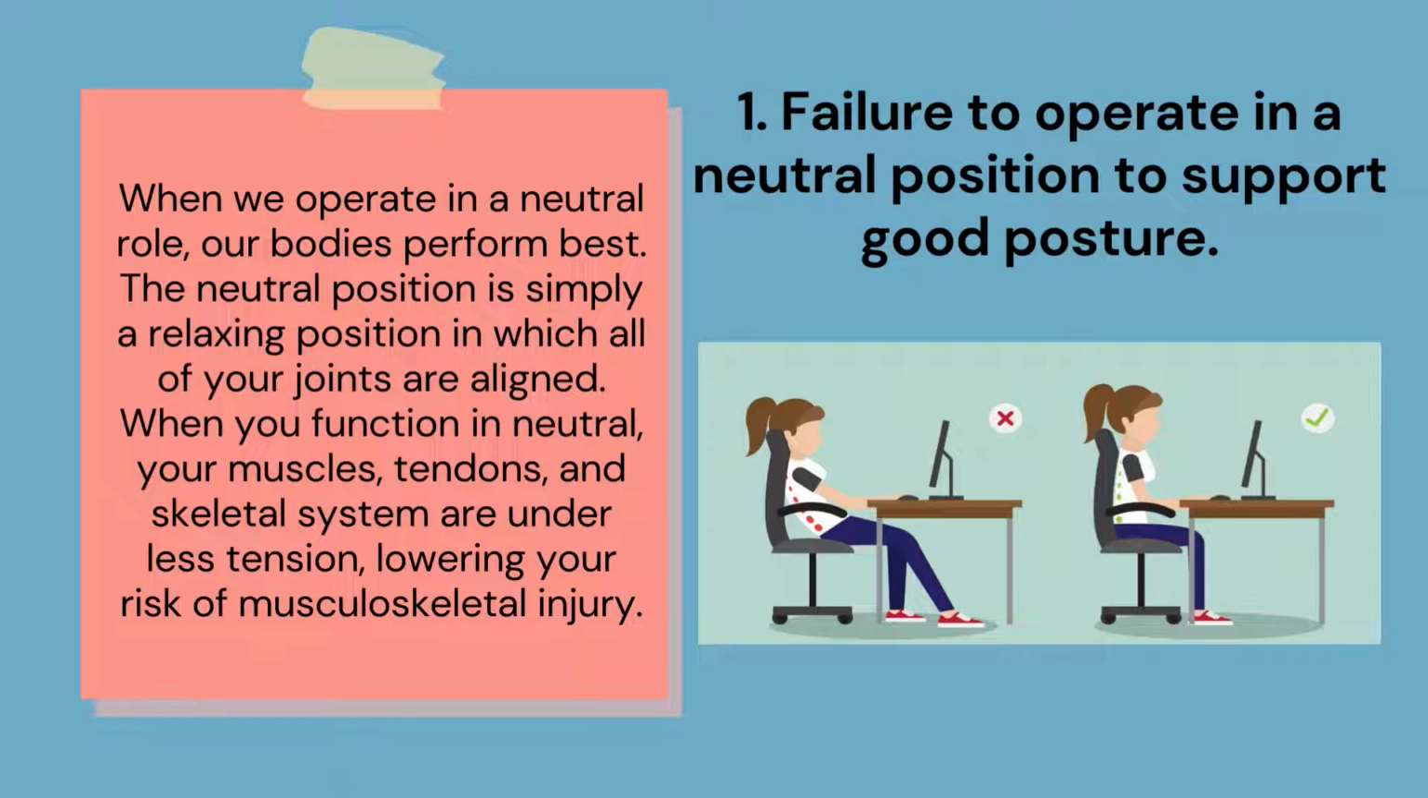First issue: failure to operate in a neutral position to support good posture. When we operate in a neutral position, our bodies perform best. The neutral position is simply a relaxed position in which all of your joints are aligned. When you function in neutral, your muscles, tendons, and skeletal system are under less tension, lowering your risk of musculoskeletal injury. So what should you do to prevent this?